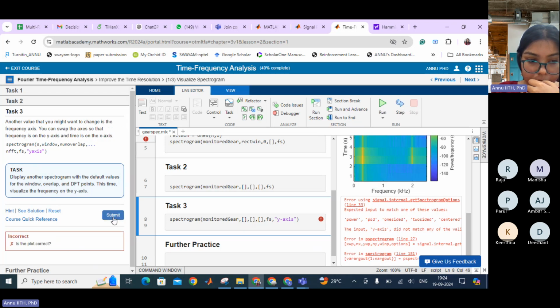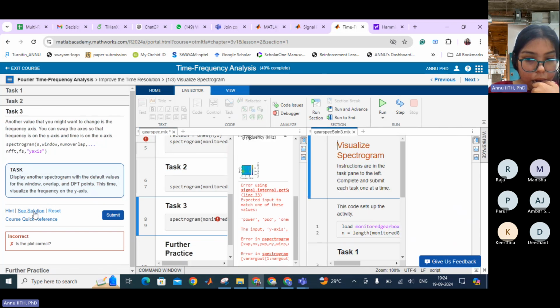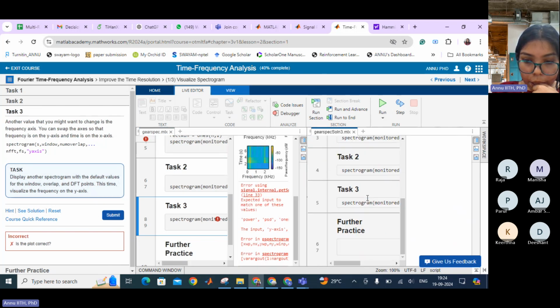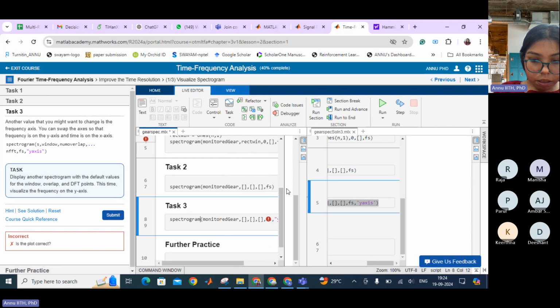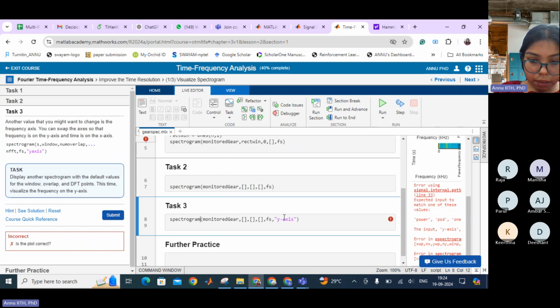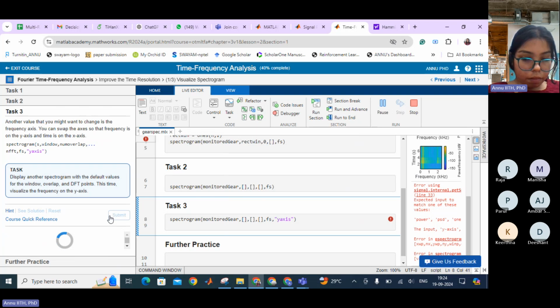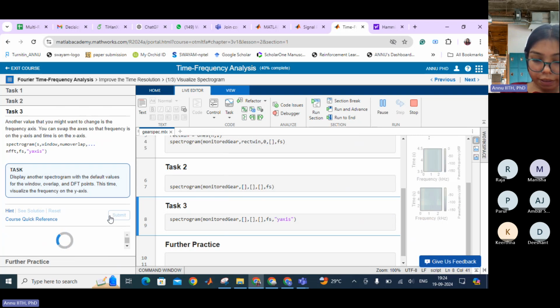There's some error. What I did wrong is unnecessarily keeping this dash symbol. That was not required.